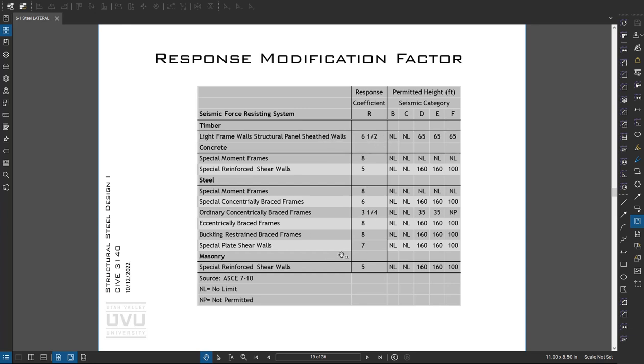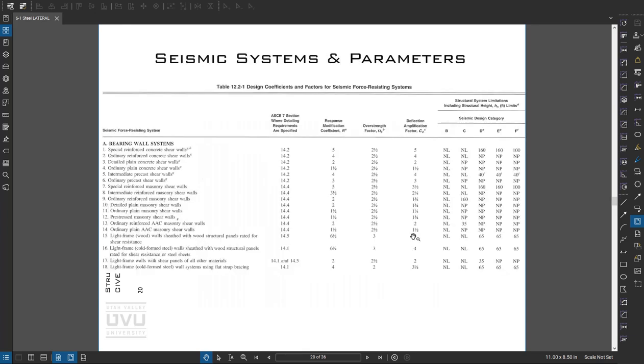When we talked about loads, we got into response coefficients, and we use that to calculate the base shear. Those are paired with an overstrength factor and a deflection amplification factor, which are all important for our analyses. It's also paired with these structural system height limitations. So if I have a special reinforced concrete wall in seismic design category D, I can only go up to 160 feet tall with a system like that. C or B, there's no limit. And then there's some cases where they're not permitted. So in seismic category D, an ordinary masonry wall is not permitted.